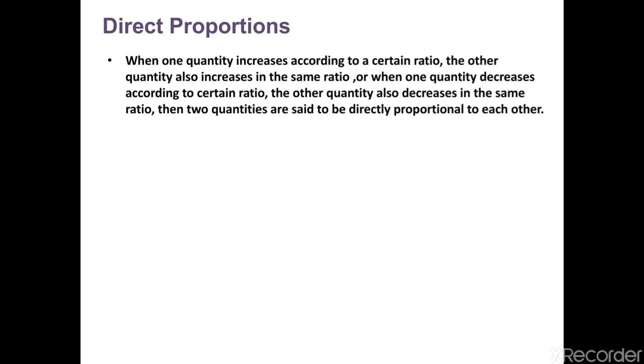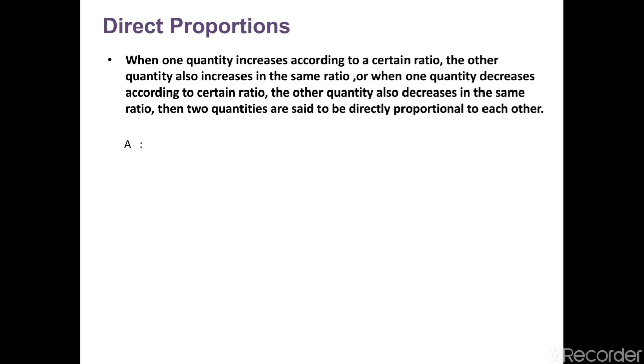First of all, we have to recall the knowledge of direct proportions. Direct proportions mean when one quantity increases according to a certain ratio, the other quantity also increases in the same ratio. Or when one quantity decreases according to a certain ratio, the other quantity also decreases in the same ratio. Then two quantities are said to be directly proportional to each other. If one increases, the other one also increases. If one decreases, the other one also decreases.